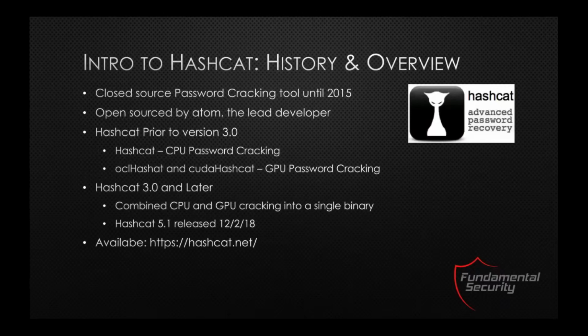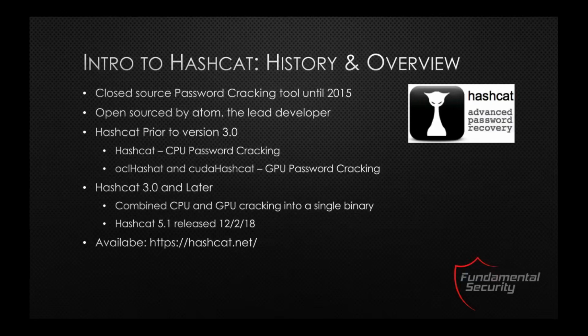So Hashcat has been around for quite a while, but it was closed source until about 2015. At that point, it went open source and was released by its lead developer, Adam. Prior to Hashcat version 3, Hashcat had 3 different binaries that it used to do the password cracking. The first one was just Hashcat, and that was used to do CPU-based password cracking. And then the next 2 were OCL Hashcat and CUDA Hashcat. Those were based on the different types of graphics cards that the tool could work with, and the driver sets and all that required.